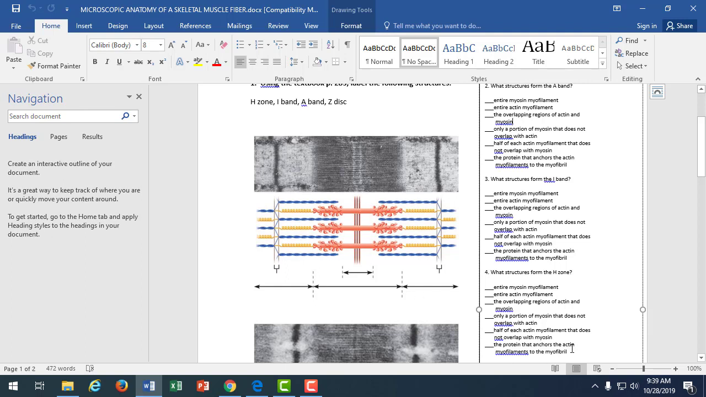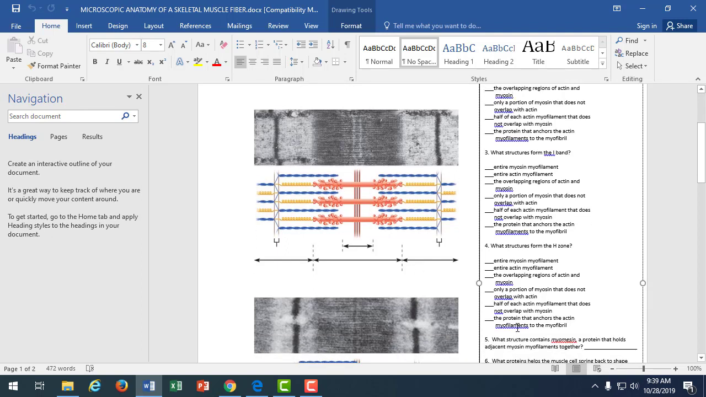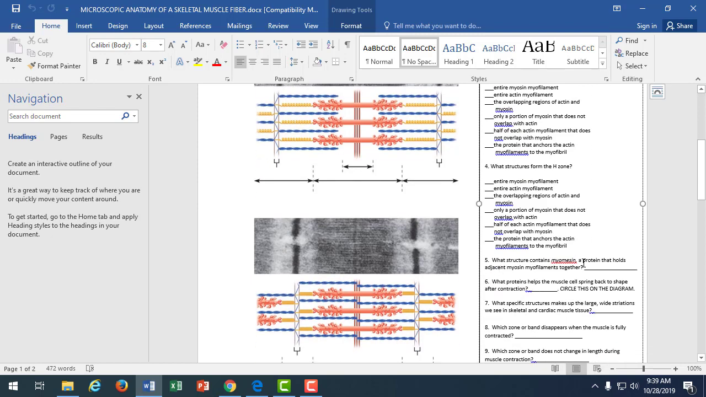The protein that anchors the actin to the myofibril? No. So what did we check? Just one, this one here, right? Only a portion of myosin that does not overlap with actin. What structure contains myomesin, a protein that holds adjacent myosin myofilaments together? What do we call that structure? Right here? Did you label that? The M line. Yep, the M line. Make sure you label it on your diagram if you missed that.